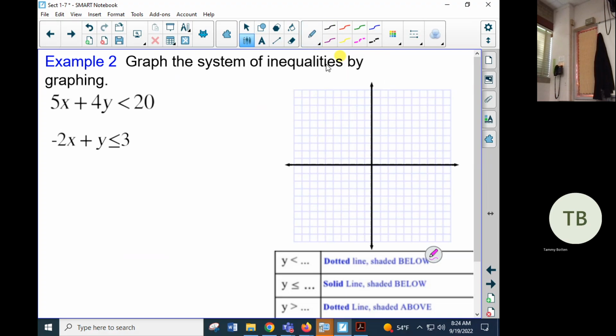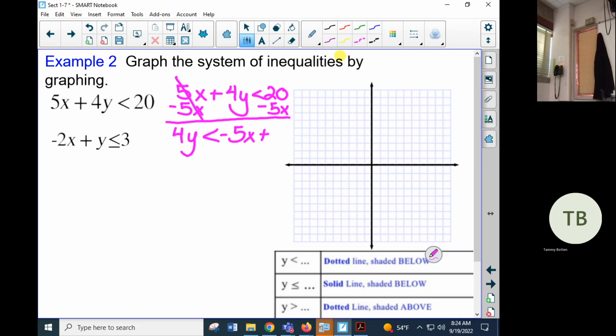again, they're going to give you some that are not solved for y, so then you would have to solve them for y. So these are a little bit harder. So if I take this first one, 5x plus 4y is less than 20, and I solve that for y, I have to bring this whole 5x term over, and I'm going to subtract 5x. And I would get 4y is less than, and then I'm going to put my x in front of that number, so it'd be negative 5x plus 20.